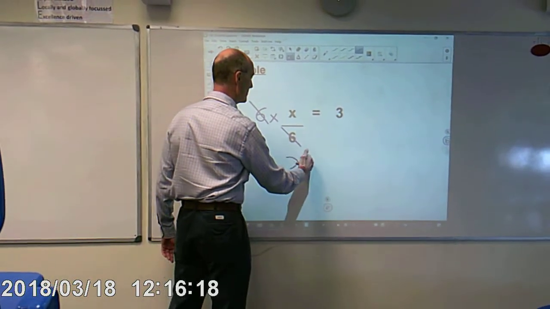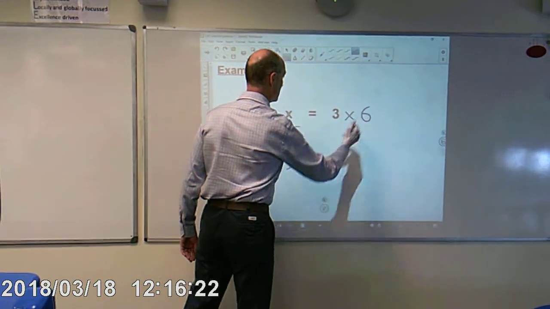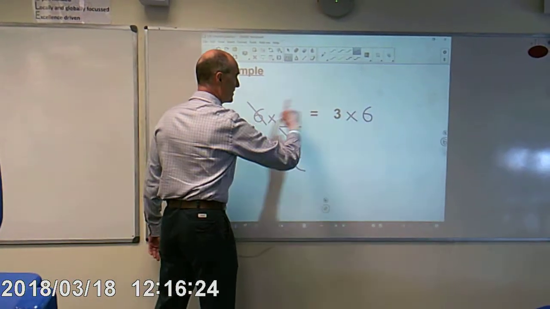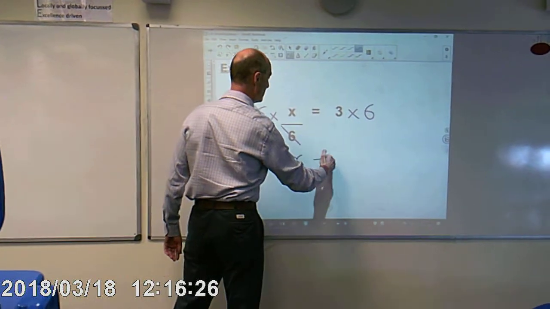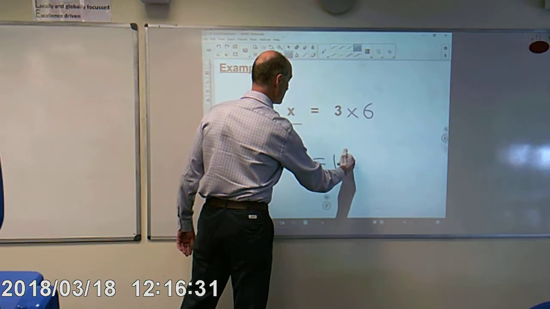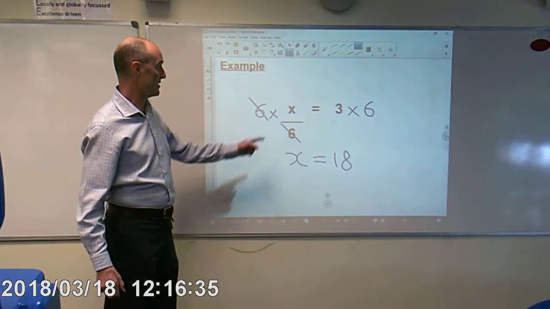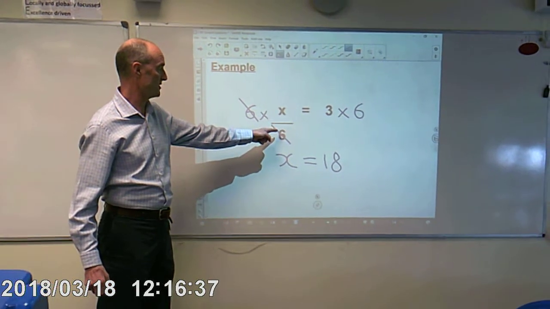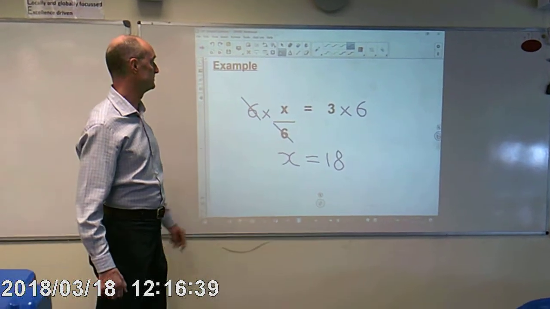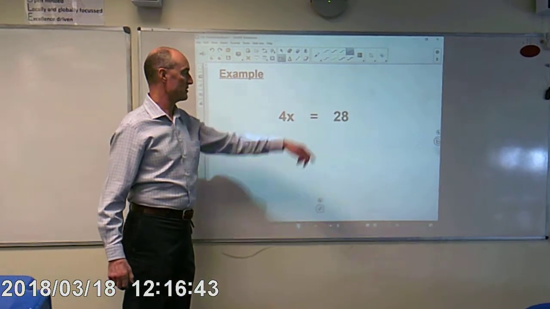That leaves the x on its own. We've got to multiply the other side by 6. We've got to do the same thing to the left-hand side and to the right-hand side. 3 lots of 6, 3 multiplied by 6 gives us 18. Original equation, 18 divided by 6, yes, it will equal 3.